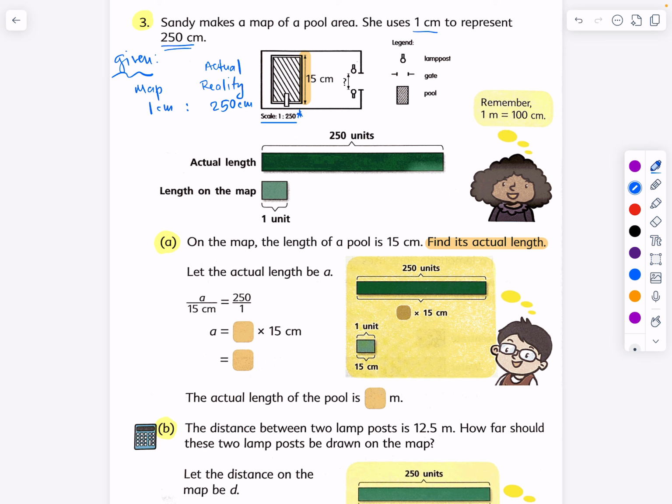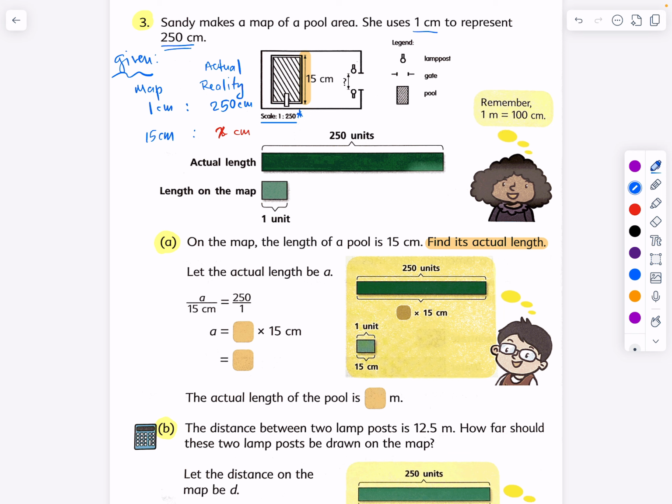So what do we have? We have map to reality is 1 to 250. That is the key given ratio. Now, if on the map the length of the pool is 15 centimeters, that's another thing that's given, we need to solve for the actual length of the pool. And I'm going to put it in as an x. Let's solve this proportion, my friends.